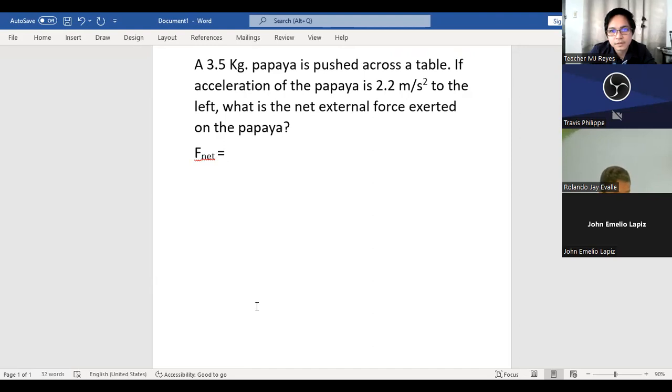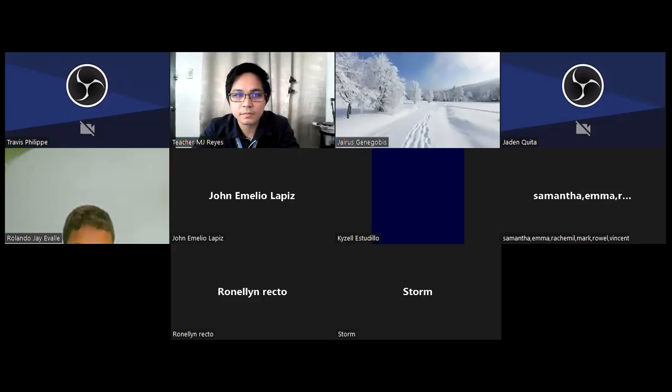I don't have the notes. Huh? Though we had this discussion last meeting with regards to this. Yes, we had. F net equals MA, I think. Is it F net equals MA? Mass times acceleration?